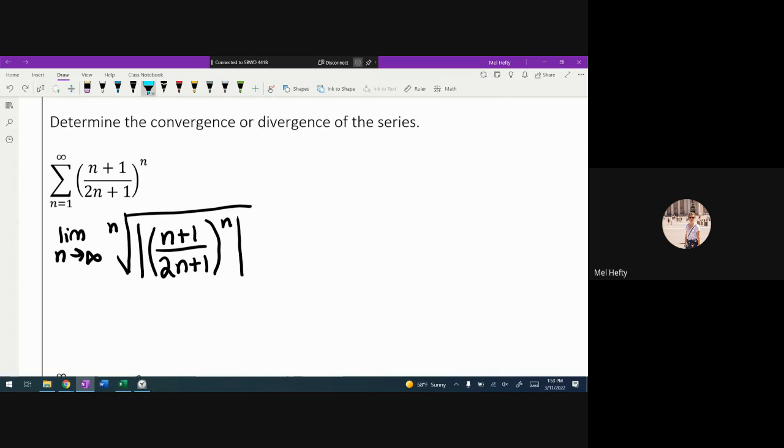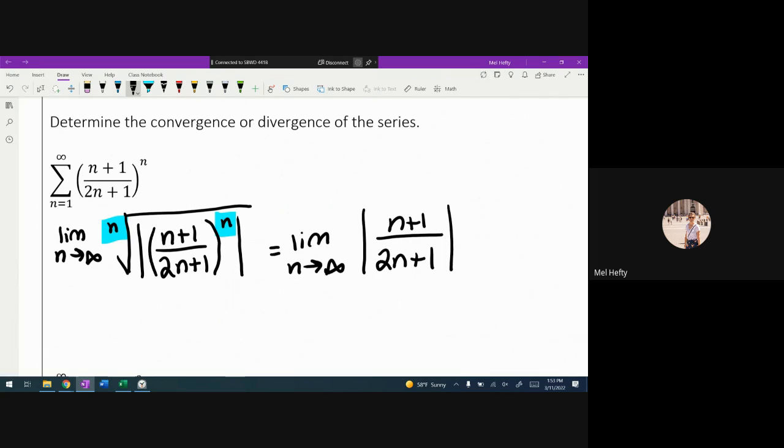What is going to happen with this nth root and nth power? They effectively cancel. So I'm going to get the limit as n approaches infinity of the absolute value. I'm going to ask this question again. What is this limit equal to? One half. One half is less than 1, and less than 1 converges by the root test.